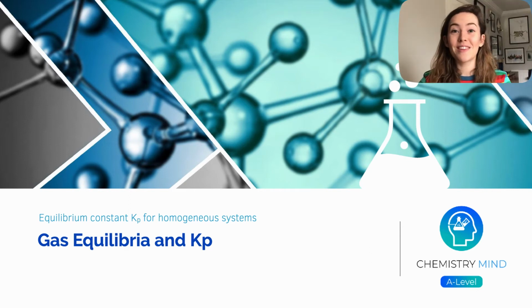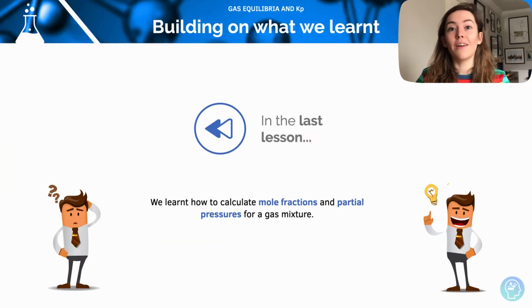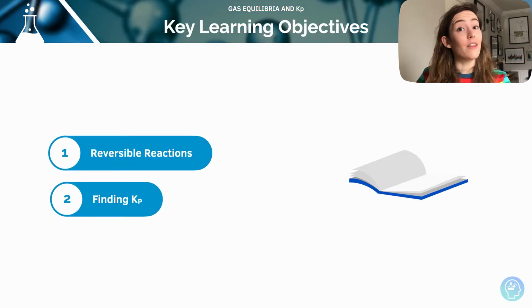Hi and welcome to this lesson on gas equilibria and Kp. In our last lesson, we introduced partial pressures and how to calculate them for a mixture of different gases. In this lesson, we're going to be having a look at reversible reactions, equilibriums, dynamic, heterogeneous and homogeneous, and we're also going to be looking at how to calculate Kp and its units.